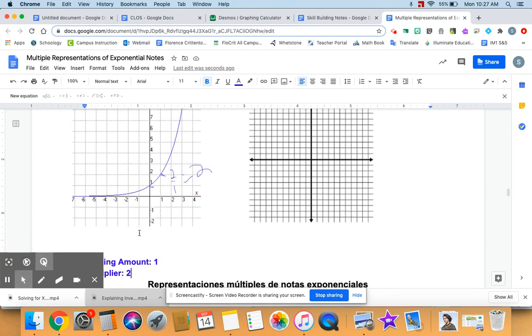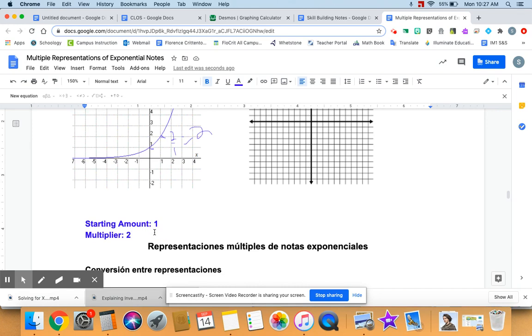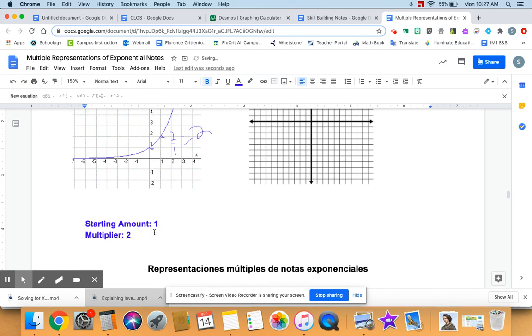So now I just have to create a situation where I start with 1, and then each time I multiply by 2, or double. So I can say, I have 1 pimple, every day they will double. That sucks, but that's my situation.